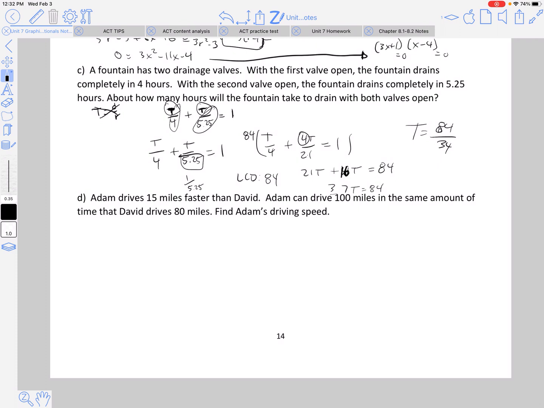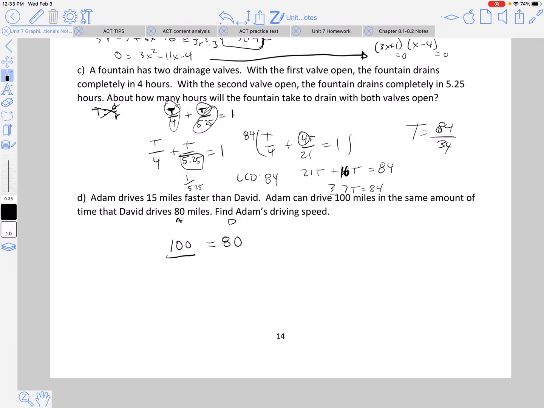All right, so Adam drives 15 miles faster than David. Adam can drive 100 miles in the same amount of time that David drives 80. So I'm going to write that right there. 100 equals 80. This is Adam. This is David. They are equal. Okay? And so what we want to do is find his speed. And so if we remember, their times are equal.